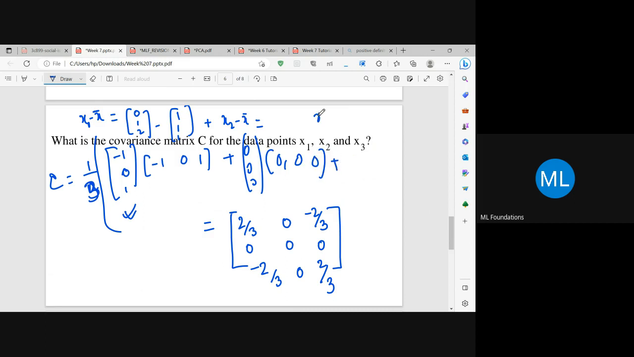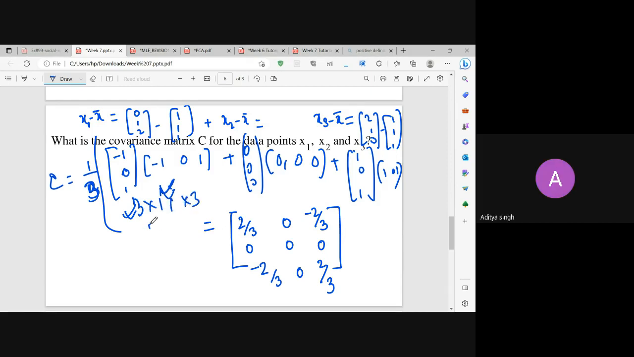And now for the third one, x3 minus x bar. That is what? x3 is 2, 1, 0, minus 1, 1, 1. So you'll be getting what? 1, 0, minus 1. Similarly, 1, 0, minus 1. Okay? Do the multiplication. You'll be able to do this, right? Multiplication. This is 3 cross 1. This is 1 cross 3. So this will be 3 cross 3. Similarly, this will be 3 cross 3, and this will be 3 cross 3.